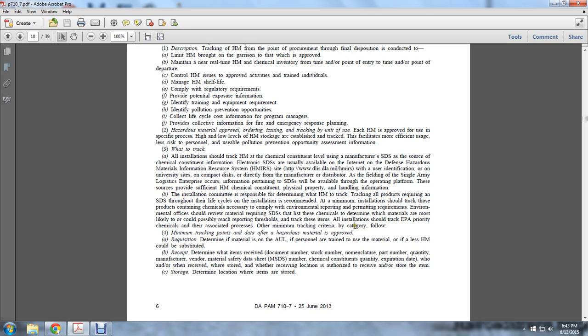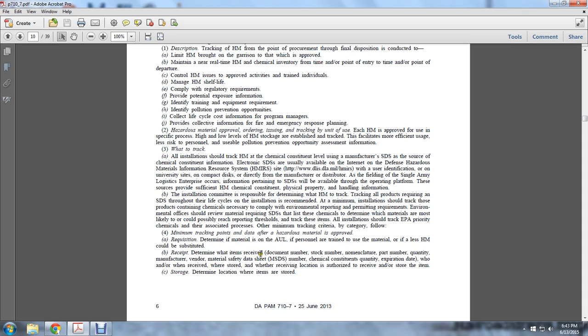Tracking these items: all installations should track the chemicals and their associated processes prioritized by the Environmental Protection Agency. Other minimum tracking criteria may be categorized as follows. Minimum tracking data points for hazardous material: approval. The requisition determines the material authorized, the authorized user list, and if trained to use the material, and if a less hazardous material can be substituted.